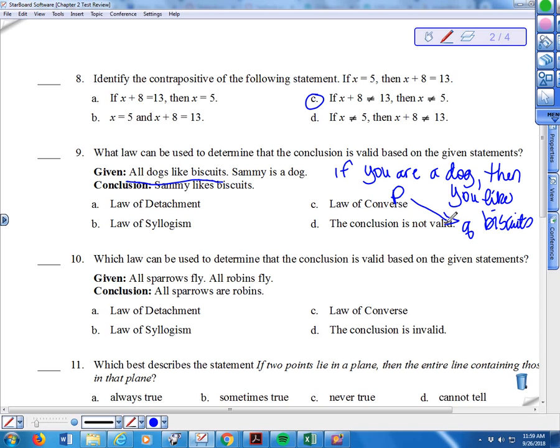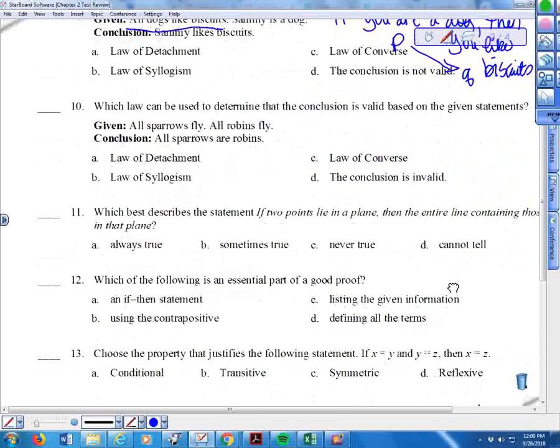A way to remember syllogism, you're always going to have more than one if-then statement if it's the law of syllogism, because it's got to be if this, then that, if that, then this, therefore if this, then this. So you've got to have two if-then statements for the law of syllogism to happen. This one only has one if-then. Okay? So let's see what this one is.